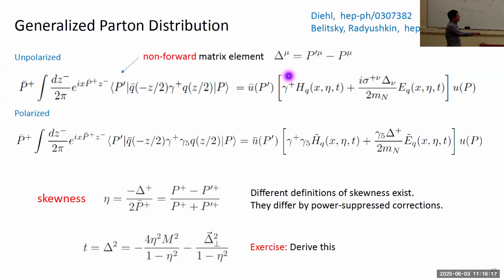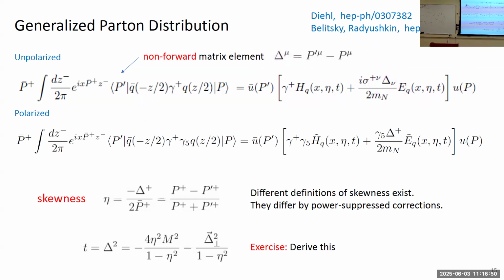So here's a definition of GPD. This is the unpolarized GPD and the polarized GPD. The difference from the PDF is that the initial momentum and the final momentum are different. That's the only difference, but this small difference actually makes a big difference. First, this matrix element has two terms. In the case of PDF, I have only one term, which is called PDF. But in the case of GPD, you have two terms. The second term has an explicit factor of delta, which is the momentum transfer.